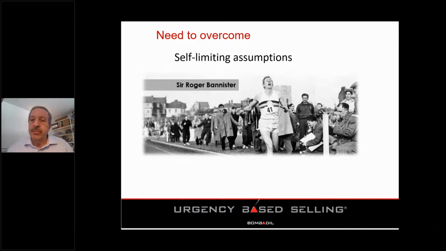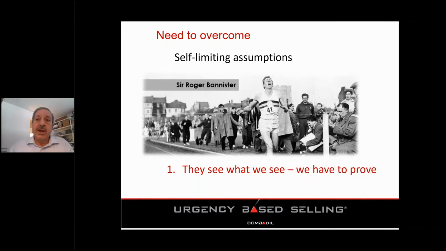We have to overcome self-limiting assumptions. This picture shows Roger Bannister running the first 4-minute mile. Until he did it, it was a self-limiting assumption that nobody could run a 4-minute mile. Well, when we sell, here are 2 self-limiting assumptions that we use. They see what we see, so we don't have to prove. No risk. That's a self-limiting assumption. Like when we spend most of our time selling to existing customers and we go to a new customer, we have to prove our case. And then the other one is it's not worth persisting.